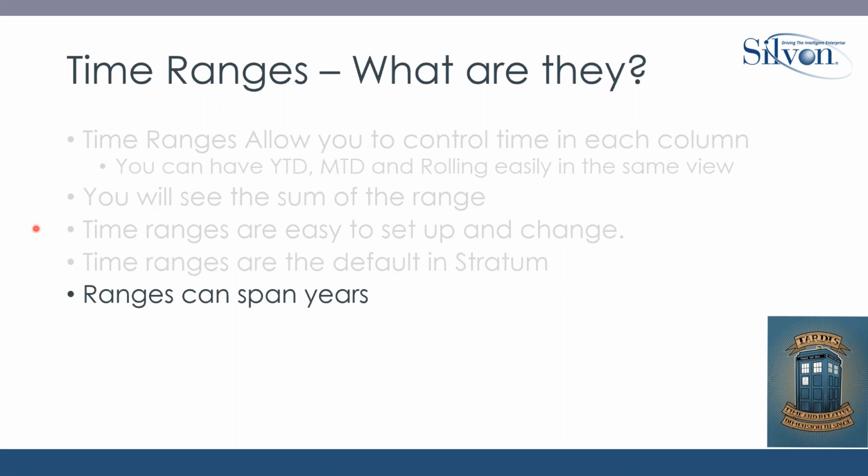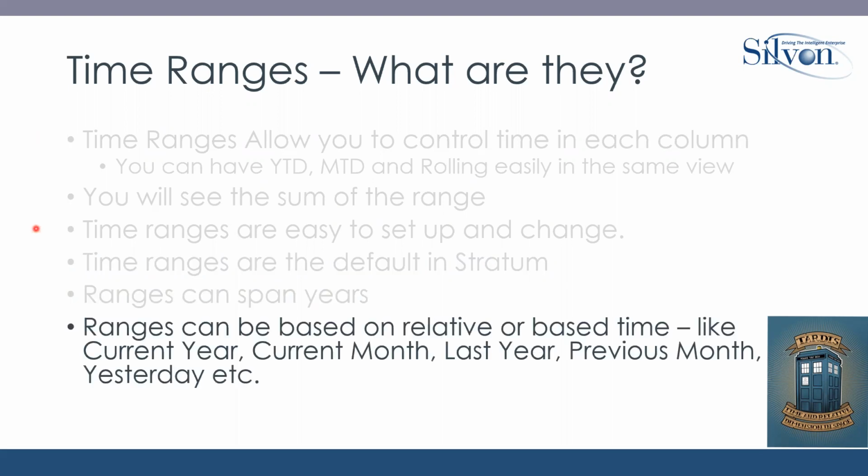And they can span years. So where does this come up? Ranges spanning years really comes up the majority of the time when you talk about, say, a rolling 12. I don't know if we were in February or what are we in? We're in April. You might go back 12 months, and obviously that's going to go back into 2020.